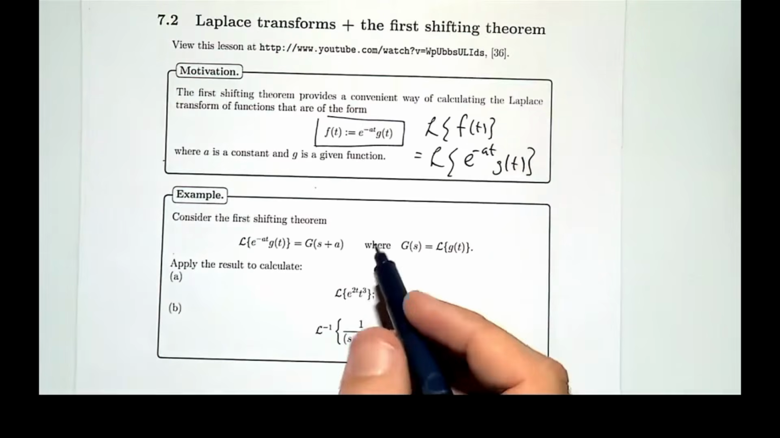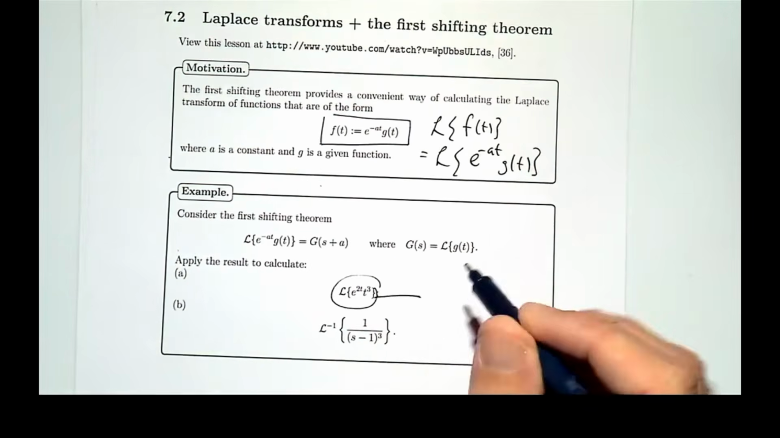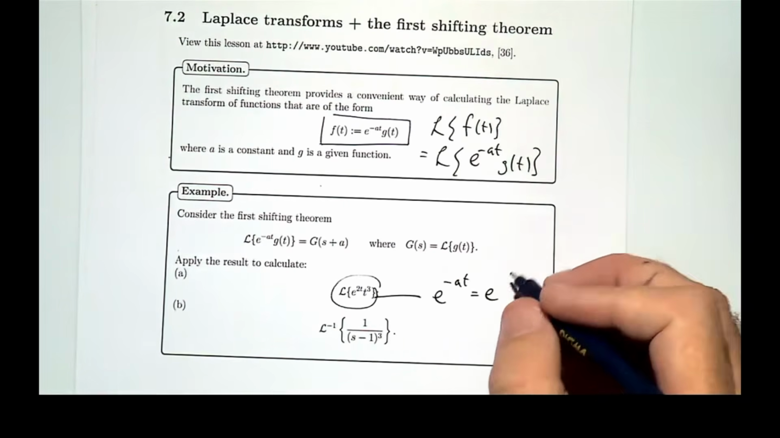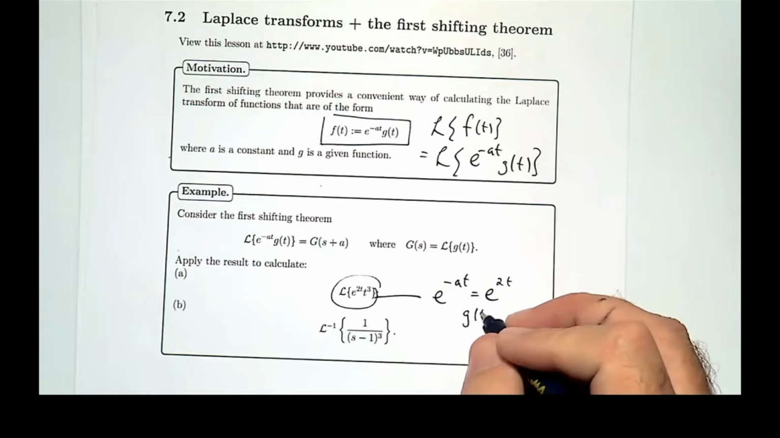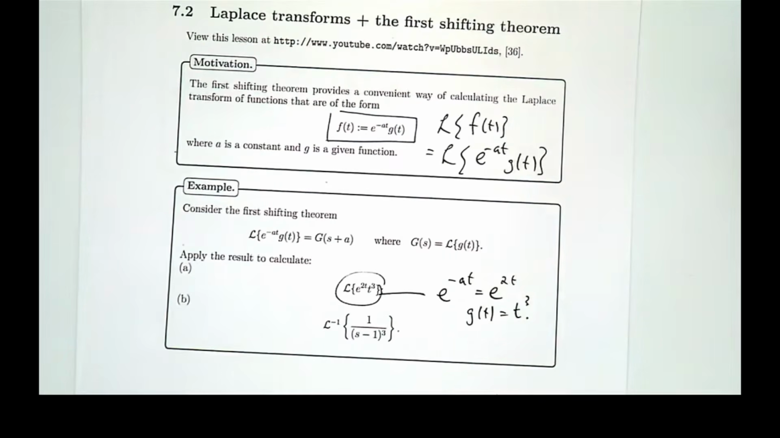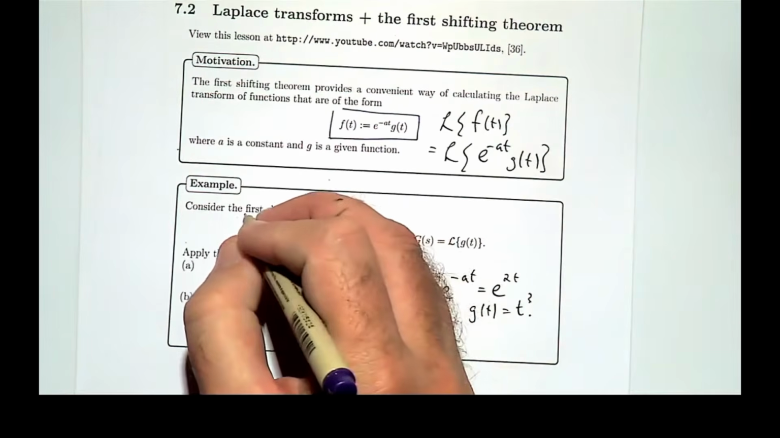Okay, so an example here is something like this. So you've got a nice friendly function that's a polynomial, t cubed, and you've got a value of a. A would be -2 in this case, right? So what is the first shifting theorem? It's here.